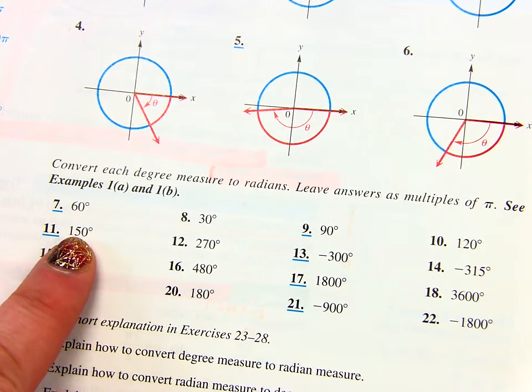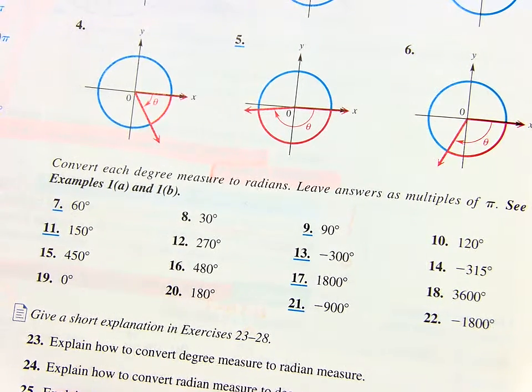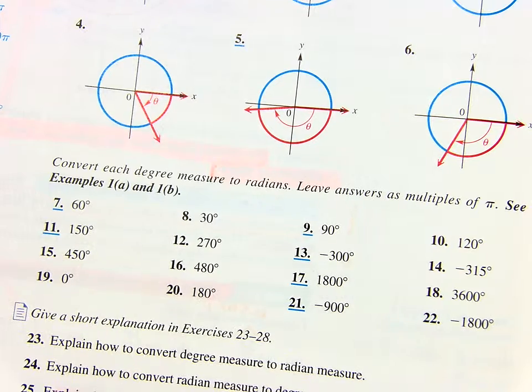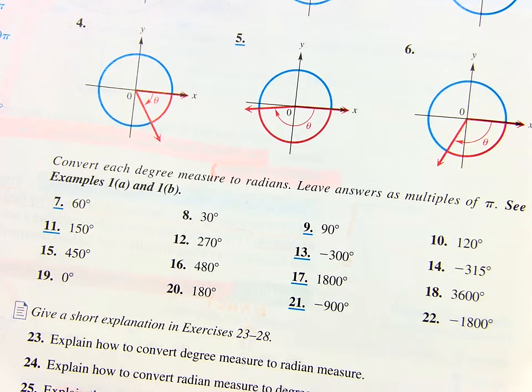7 should be pi over 3. 9 is pi over 2. 11, 5 pi over 6. 13, negative 5 pi over 3. 15, 5 pi over 2. 17, 10 pi. 19, 0. And 21, negative 5 pi.